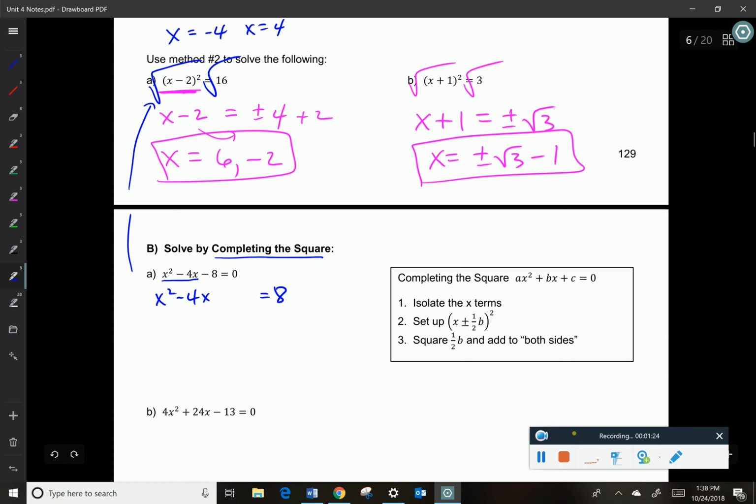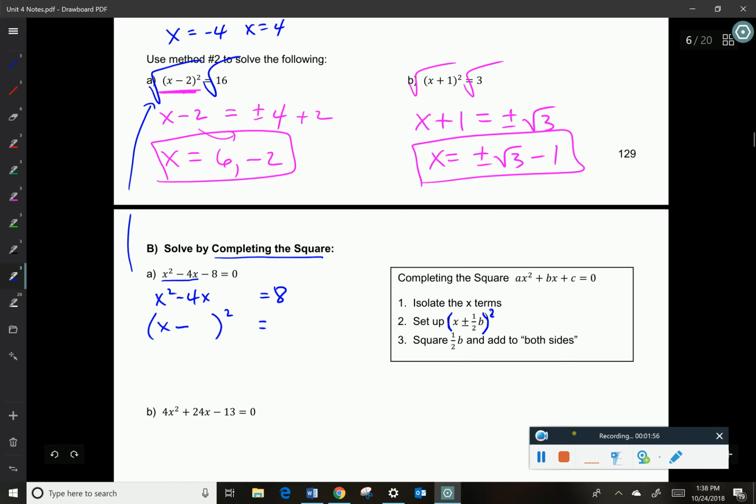Okay, now step 2 says to set up this kind of mess, but I know it's a little bit confusing looking. What you need to think to yourself is basically I want to set up a quantity squared. So I'm going to set up a parenthesis squared, and then what's inside the parenthesis, well, it tells me right here exactly how to fill it in. The first term is always going to be x, or whatever your variable is. The plus or minus depends on what your original problem is. So right here I have a minus, so this is going to be a minus.